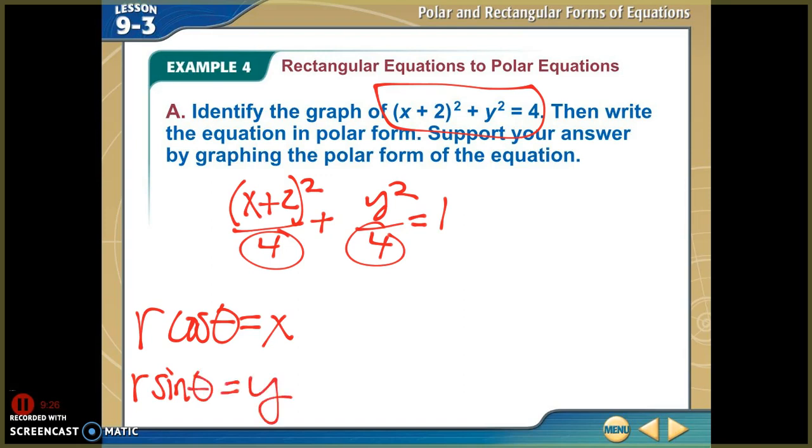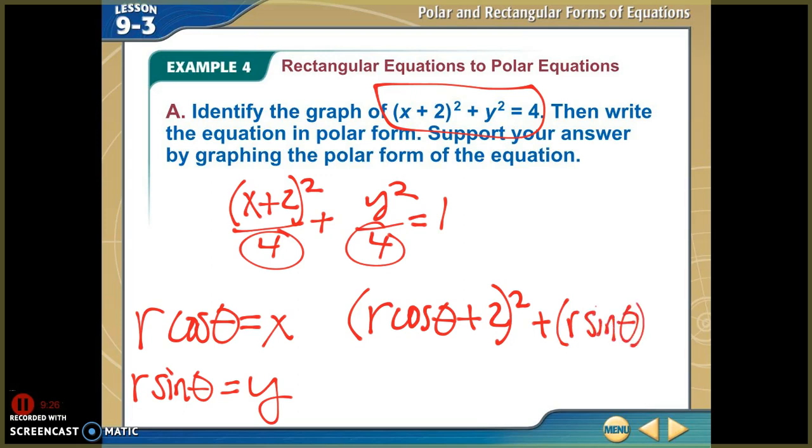And we drop those in. So for x, I'm going to get (r cosine theta + 2) squared, and then plus (r sine theta) squared is equal to 4. That's our setup. And now we just have to plug through our math here to make this work.